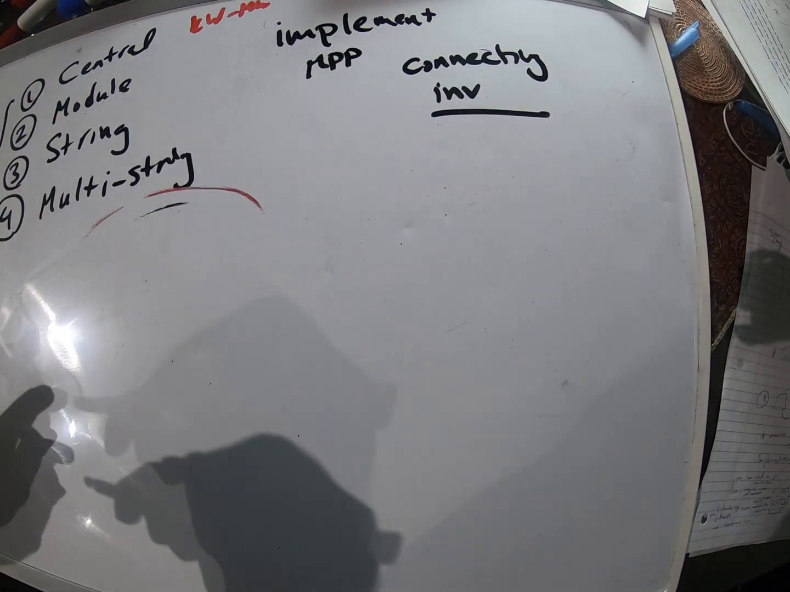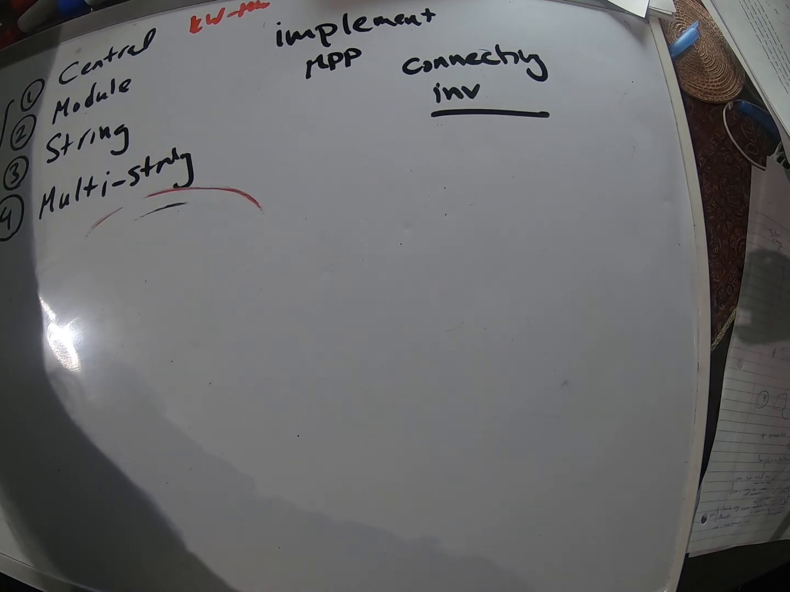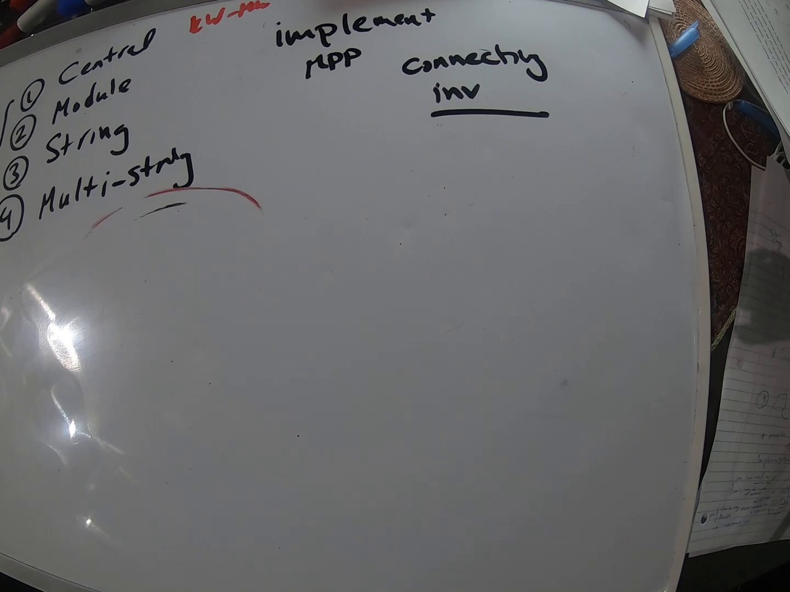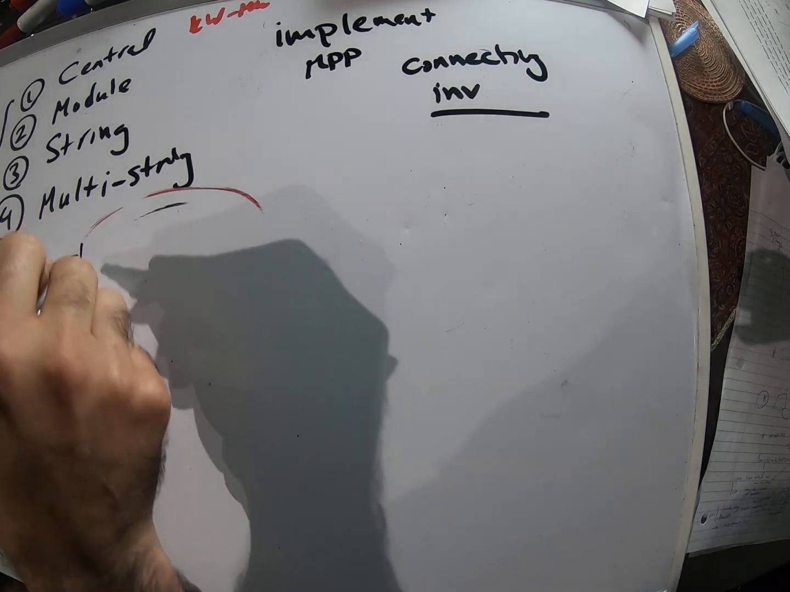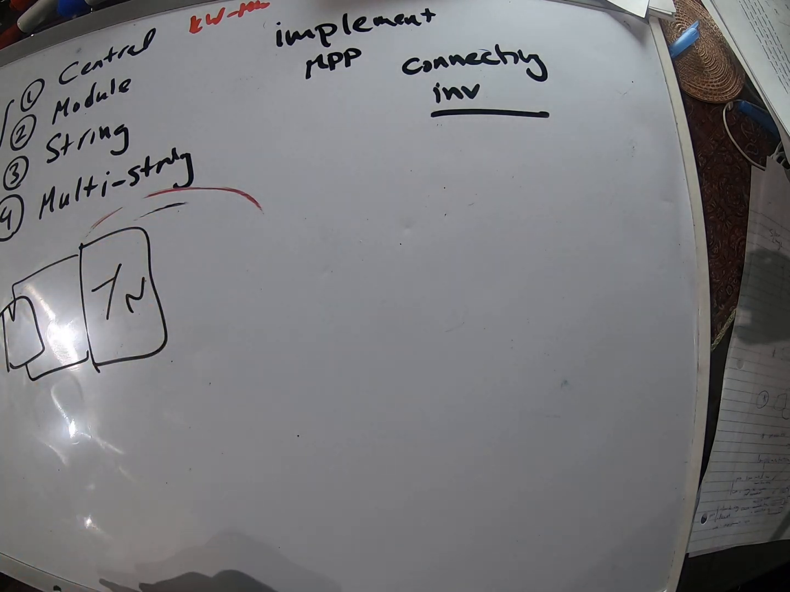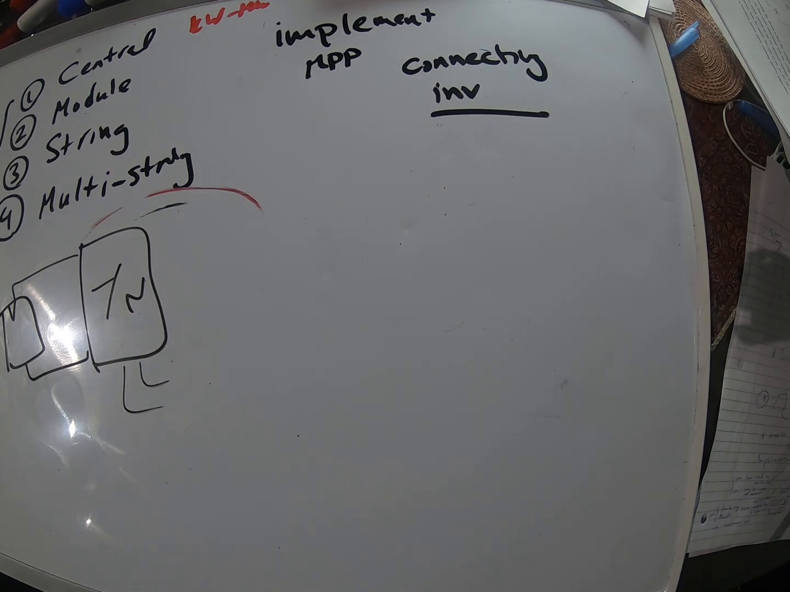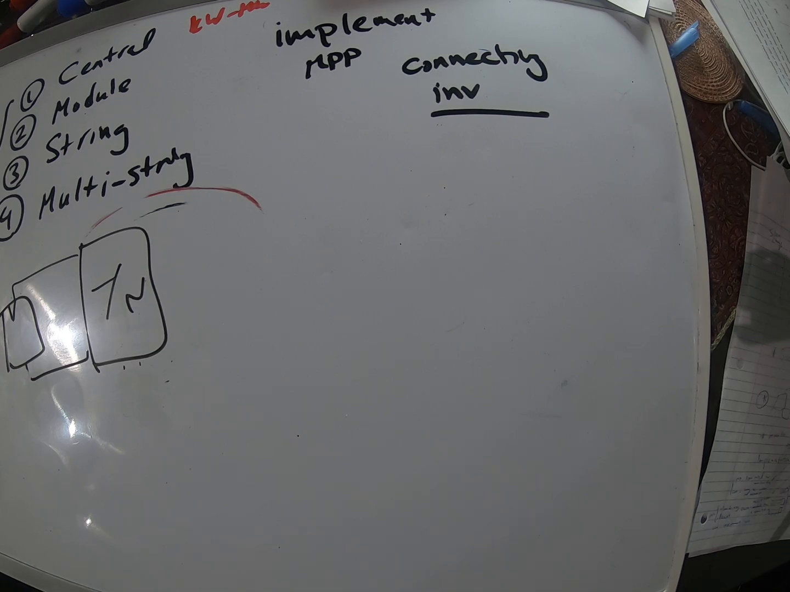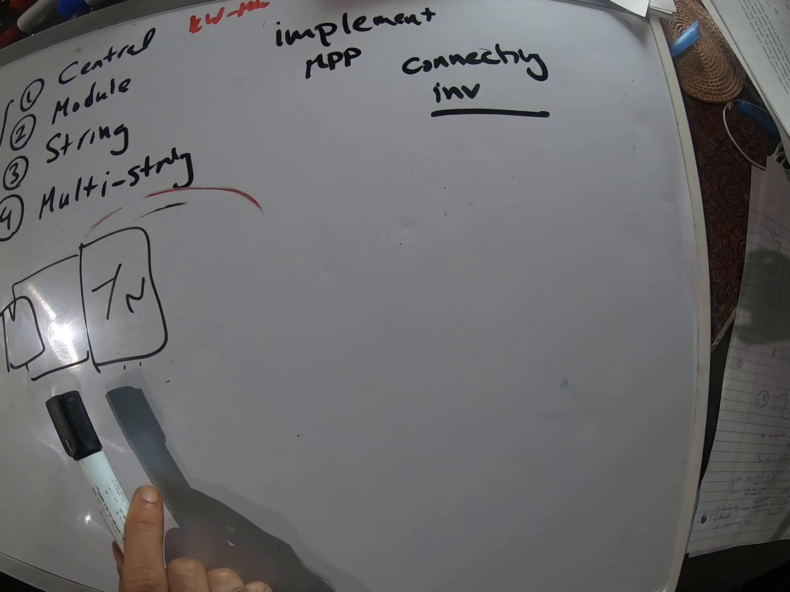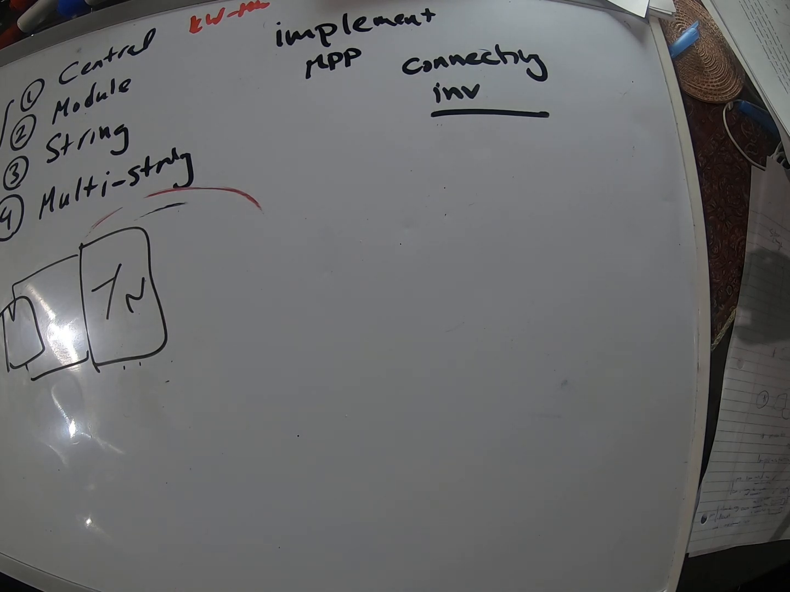The second method is the module configuration, or module inverter. You would have something called micro inverters. In this case, for each solar panel you would have an inverter, a micro inverter. So you need more inverters, but in this case you would have low DC cables.